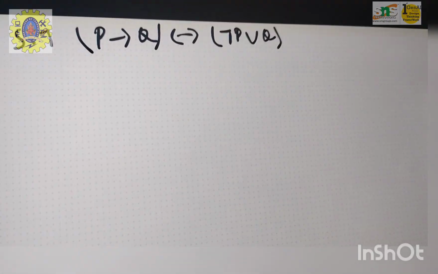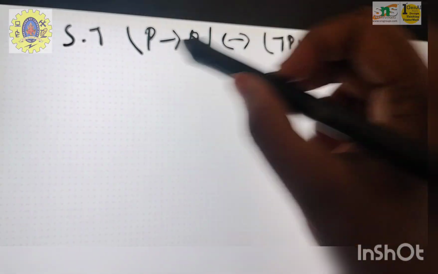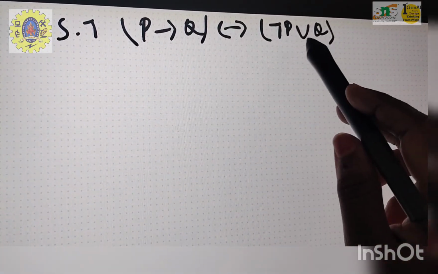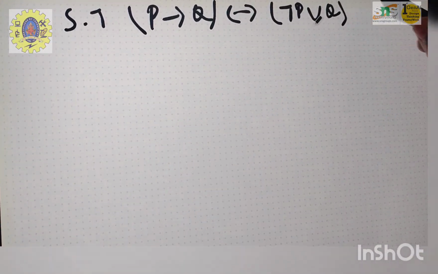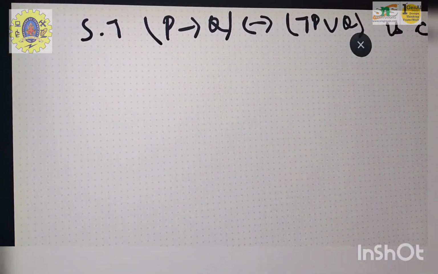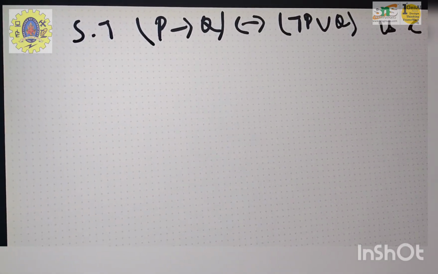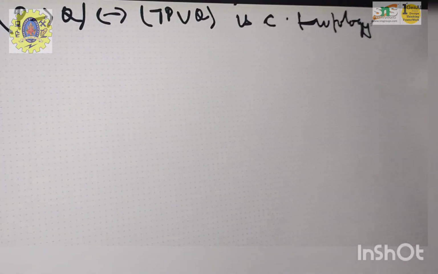So in this video we are going to see some examples in logic and proofs. Let's see. We are going to prove that the given expression, P biconditional (negation P or Q), is a tautology. So now we are going to show that this is a tautology.